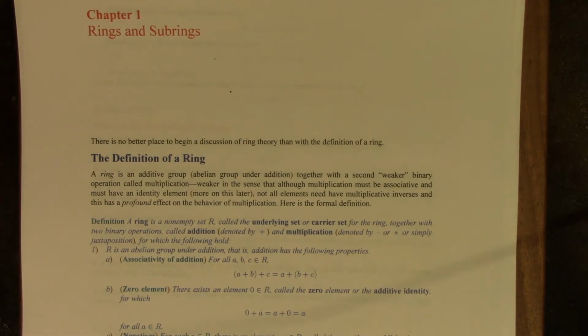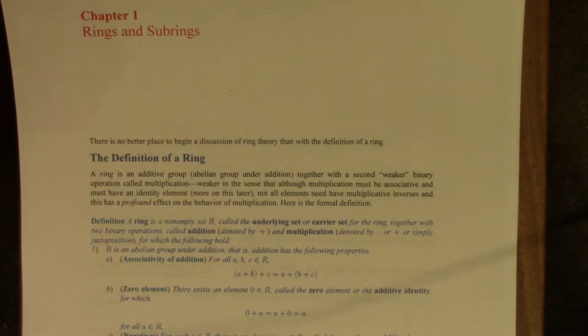Informally speaking, a ring is an additive group, meaning it's an abelian group under addition, together with a second, weaker binary operation called multiplication. And it's weaker in the sense that although multiplication must be associative and must have an identity element, and I'll have more to say about that in a few minutes, not all elements need to have multiplicative inverses. And this has a profound effect on the behavior of multiplication, as we will see in some upcoming examples.